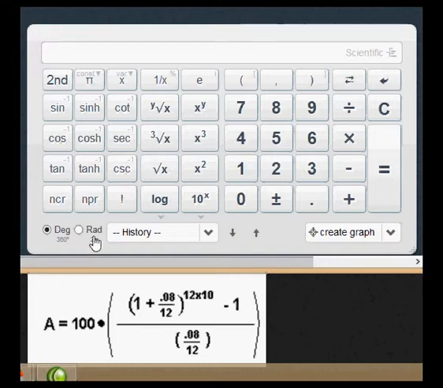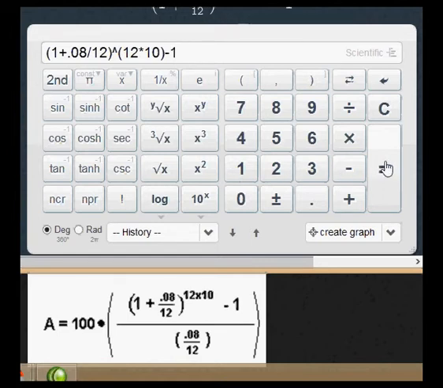The easiest way is to start with that 1 plus 0.08 over 12 to raise to the 12 times 10 power. We start with a left parentheses, 1 plus 0.08 divide by 12, right parentheses. Now we raise that to the 12 times 10 power. Now I'm going to just use parentheses here, 12 times 10, okay. Then we do the minus 1.